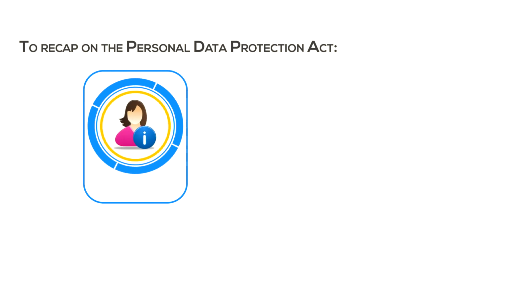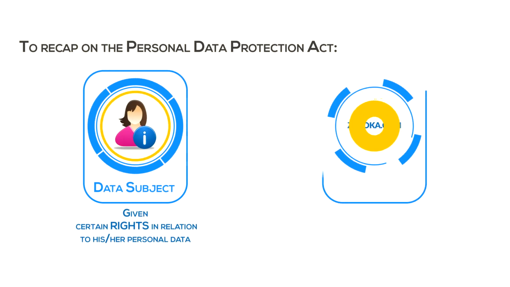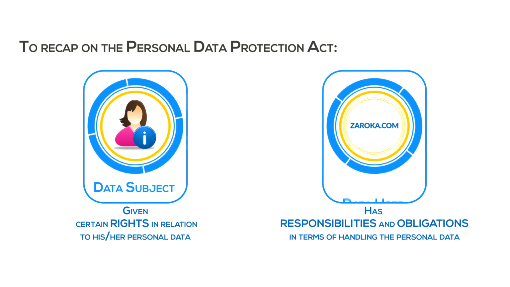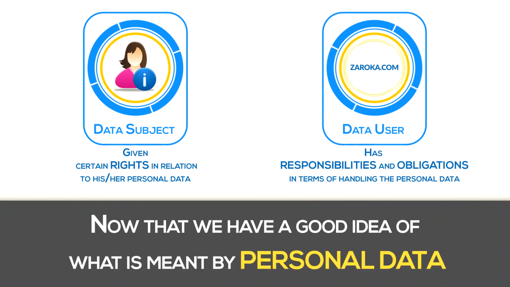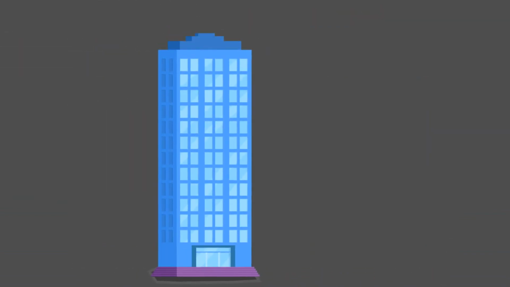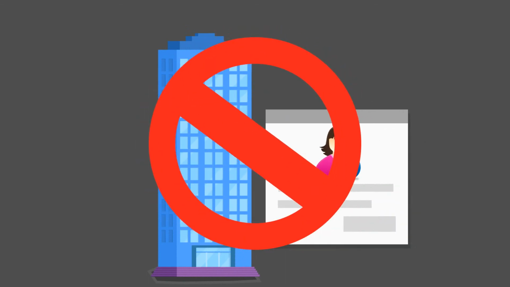To recap on the Personal Data Protection Act, the Act seeks to protect the rights of the data subject by placing certain duties and responsibilities on the data users who collect and process such data. Now that we have a good idea of what is meant by personal data, we'll move on to the following modules to see what a company's obligations are in respect of the data.